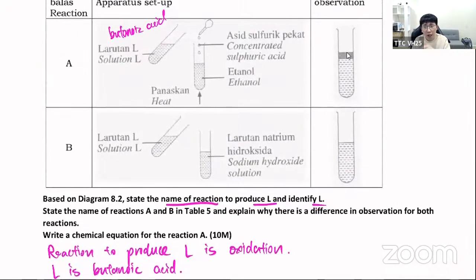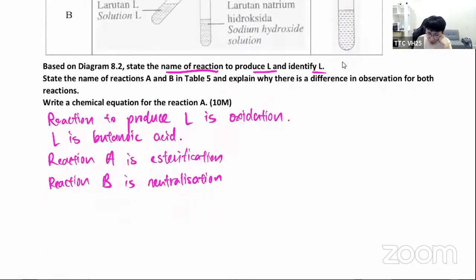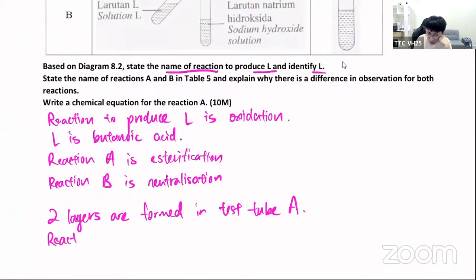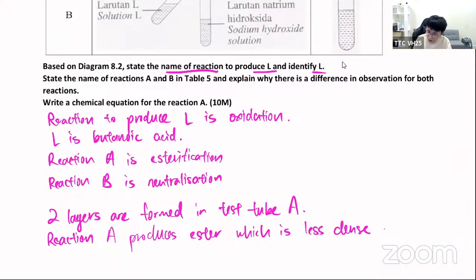Okay, so first thing is, for A, you see a layer of ester. And why is there a layer floating? Because it's less dense. So the observation will be 2 layers are formed in test tube A. Why 2 layers? Because reaction A produces ester, which is less dense and floats on top of water.